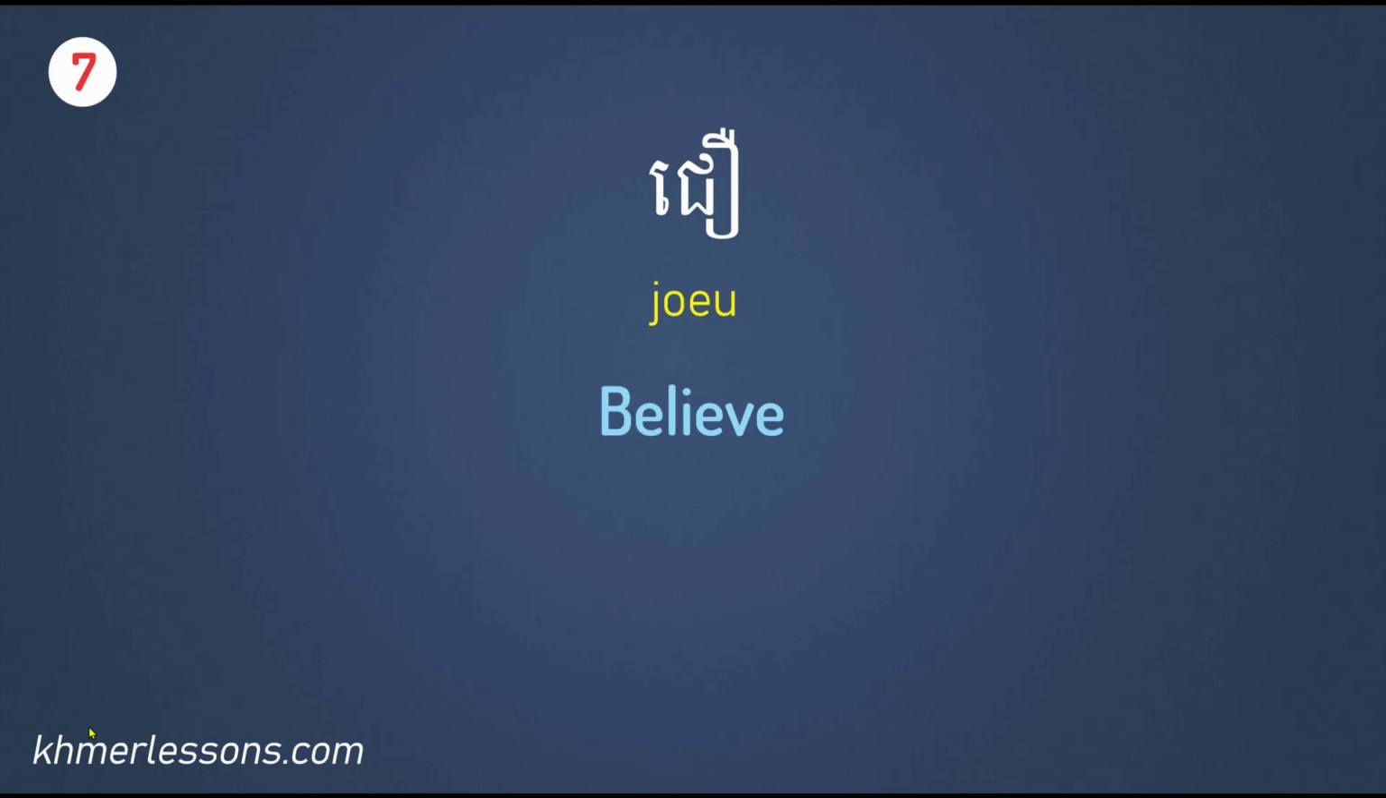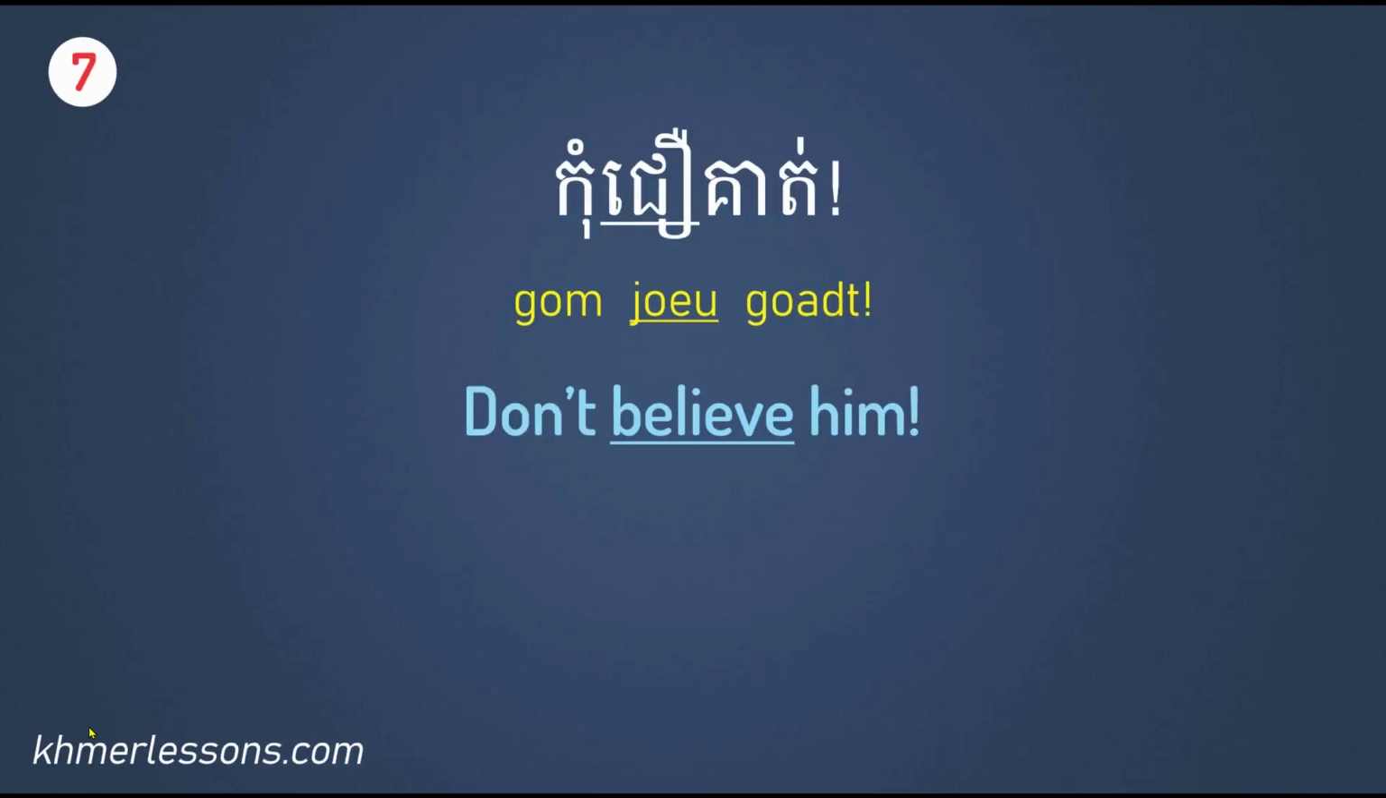Believe. Chưa. Don't believe him. Kông chưa quạt. So this is another form of negative with don't. This is negative for comment or to order. When you order someone not to do something, you use kông and then you use an exclamatory sentence. Kông blah blah blah. Okay, and then in this case, with this form, don't use stay.